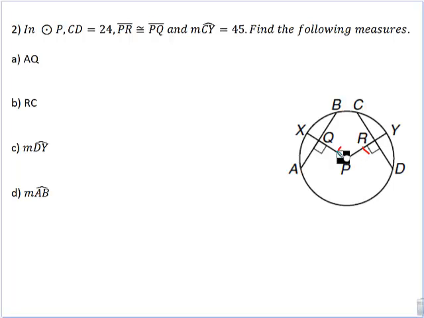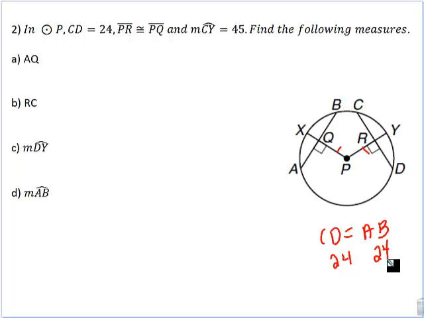If PR and PQ are congruent, what can you tell me about chord AB and chord CD? They're both 24. Why are they both 24? They're congruent because they're the same distance away. So CD would have to equal AB because they're the same distance away. So CD is 24, so AB is also 24.